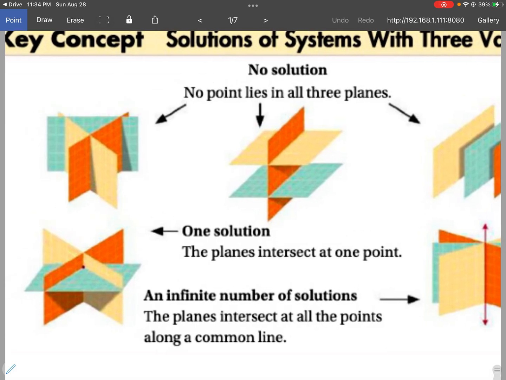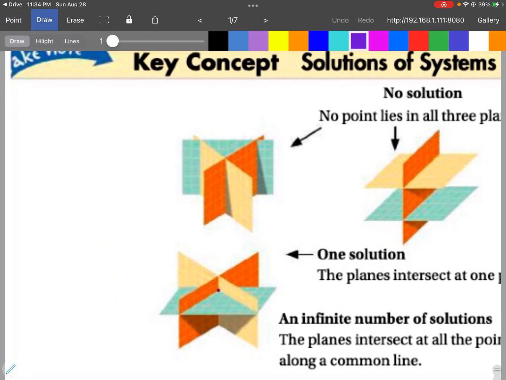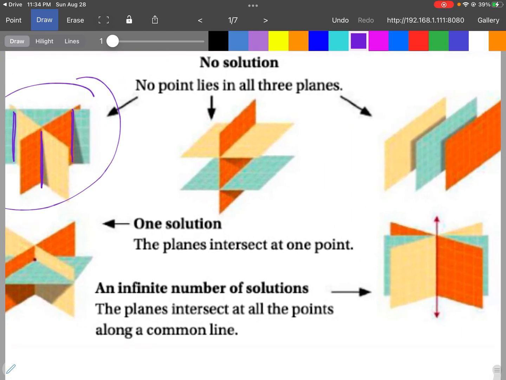So this first example is no solution. If we look, we have three planes here. You can see that right here two of the planes cross, here two of the planes cross, here two of the planes cross, but we don't have anywhere that all three of the planes cross.